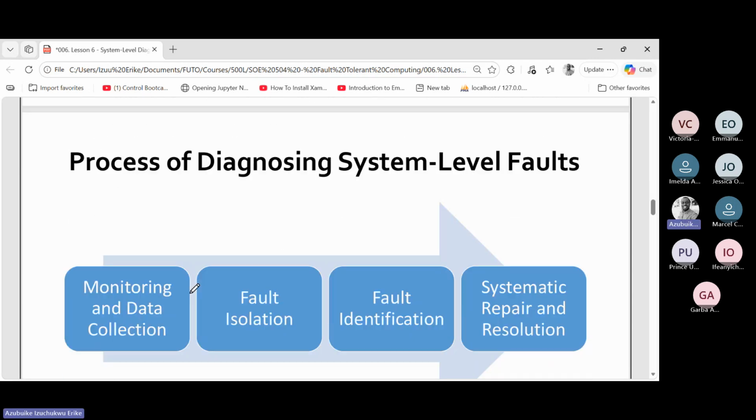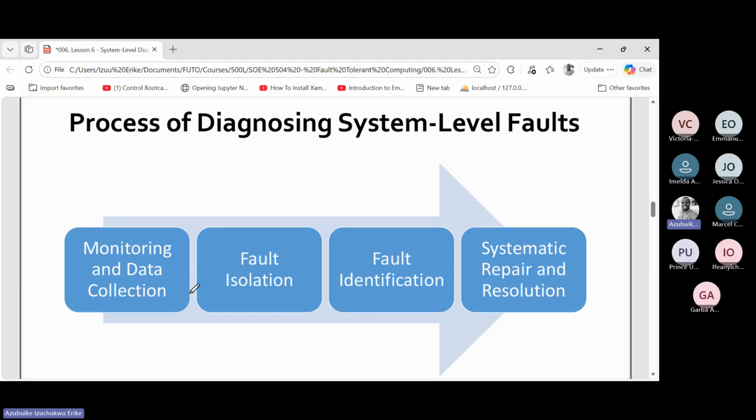Now, what is the process of diagnosing system level faults? We say that the number one is monitoring and data collection. There is need to monitor the system and then collect data concerning the operation of the system. And then after monitoring, we can now use that data to isolate faults, in other words, to say that this fault is coming from this sensor. This fault is coming from that sensor. This fault is coming from this. And then the next thing, if you're able to say that it's coming from this, the next thing is identification.